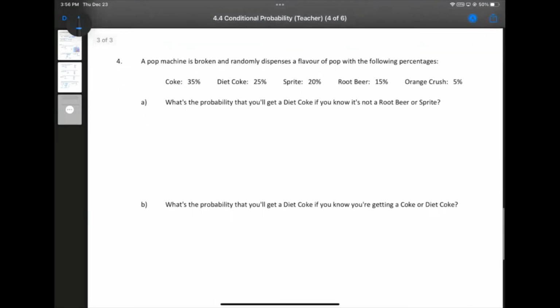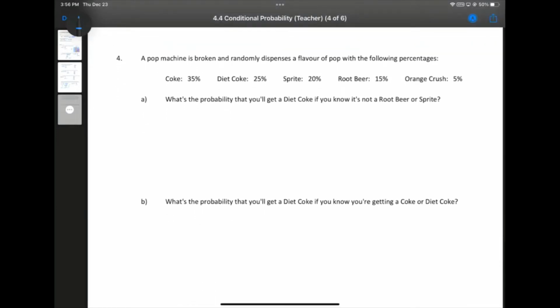Question near and dear to my soda drinking heart. A pop machine is broken and randomly dispenses a flavor of pop with the following percentages.